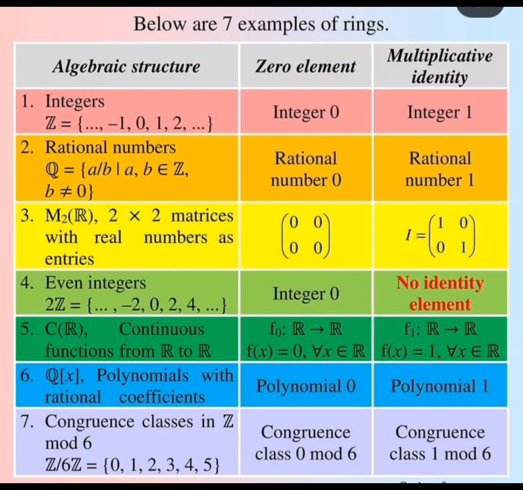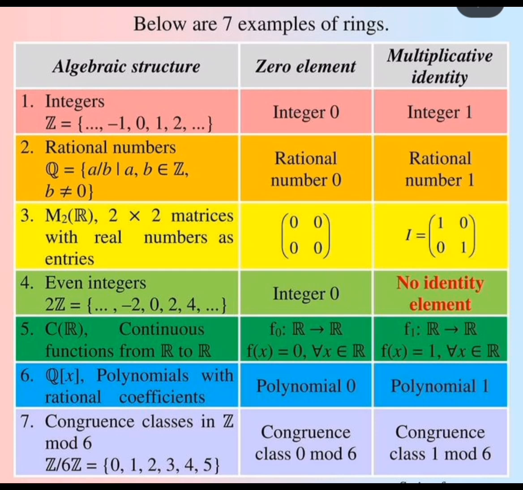So also rational numbers. The set of rational numbers are numbers that are written in the form of fractions such that the denominator is not equal to 0. They are also good examples of rings. Also the set of 2 by 2 matrices with real numbers as entries. This is a good example of rings because they obey all of the axioms listed earlier. So that is the third one.